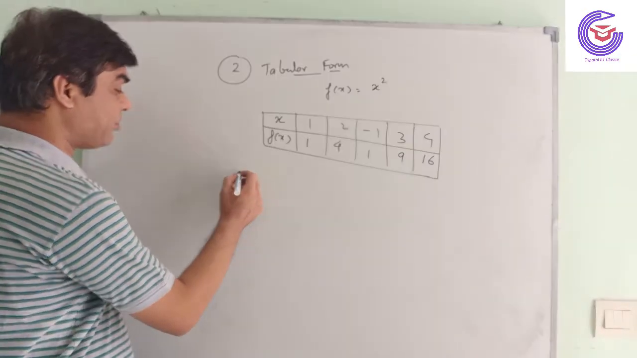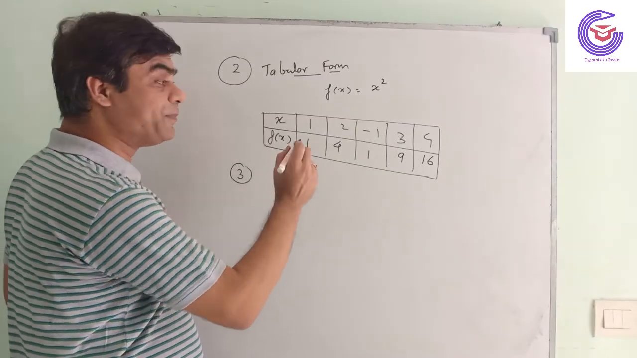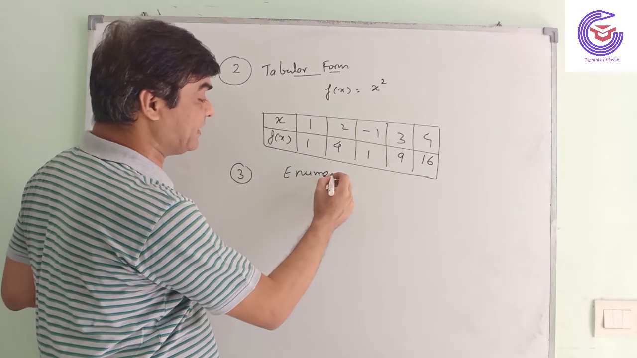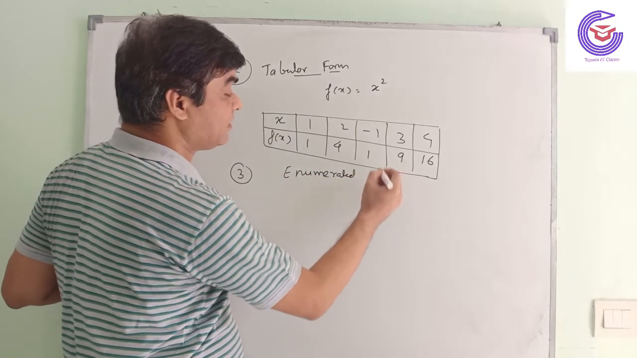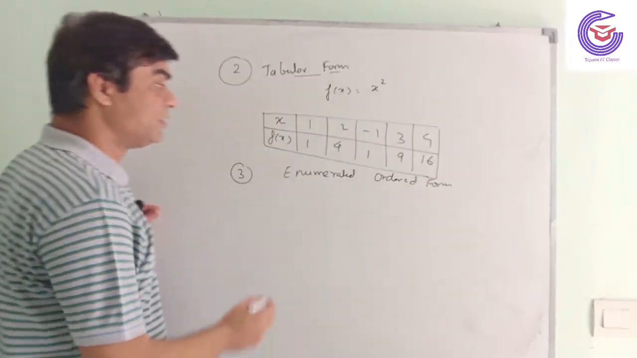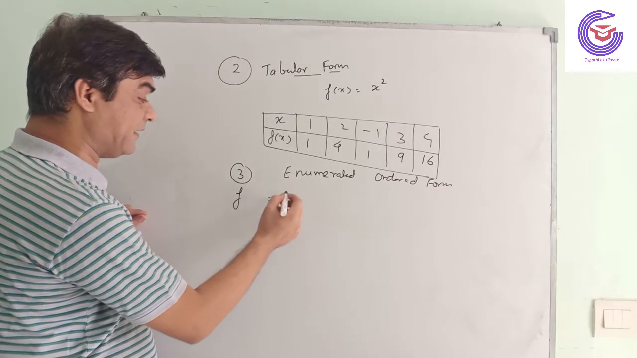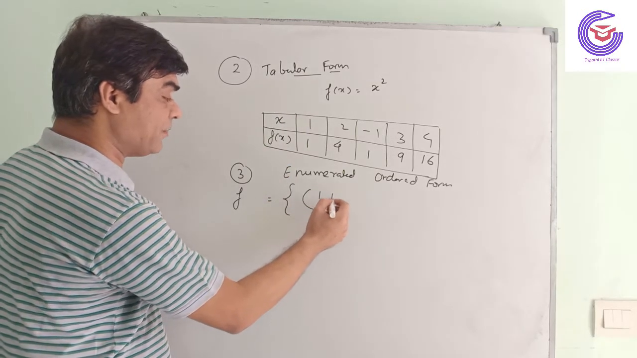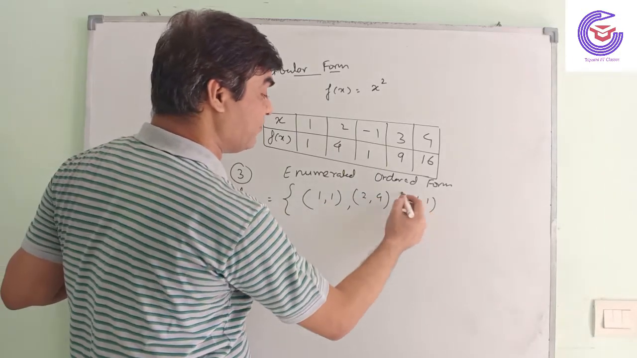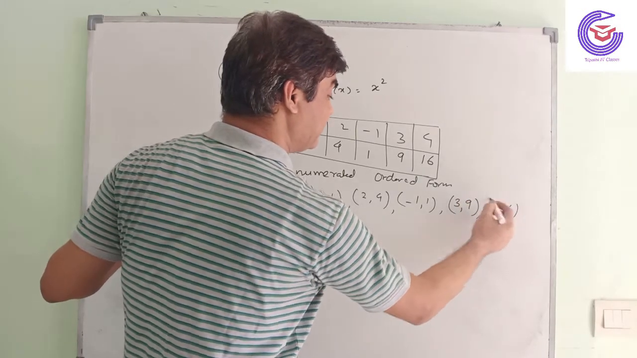In the third form, basically, you represent it in ordered pairs. So you can say enumerated, ordered form. So the same thing, you can define as function f: (1, 1), (2, 4), (-1, 1), (3, 9), (4, 16).